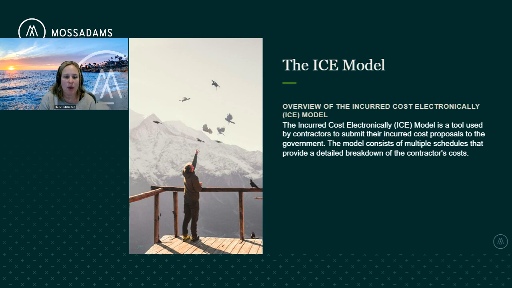Okay, so the ICE model. DCAA has a lot of resources on their website, and one of them is an Excel template of what's called the Incurred Cost Electronically, or ICE model. And this is an Excel template that provides all of the required schedules that are illustrated in the FAR. It has macros and formulas linked throughout. It's a tool that contractors can use.